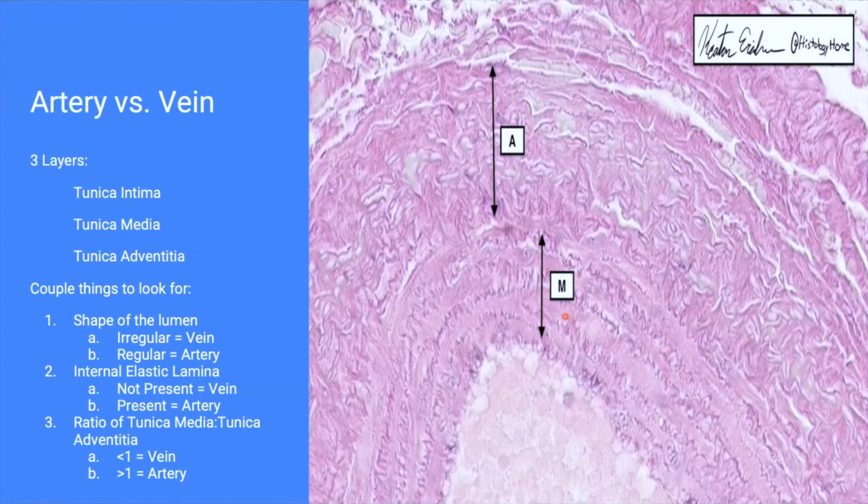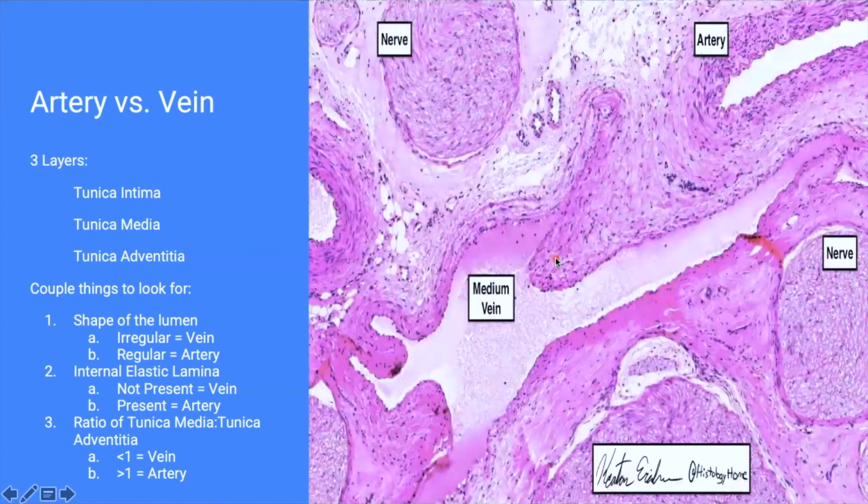Now, if the media is bigger or about the same size as the adventitia, then you are almost certainly looking at an artery. So let's take a look at a couple examples here. So I've listed this as a vein. So let's try to confirm that by looking at a few characteristics.